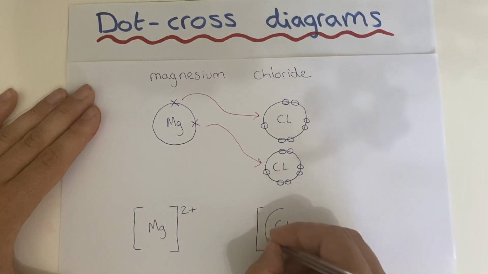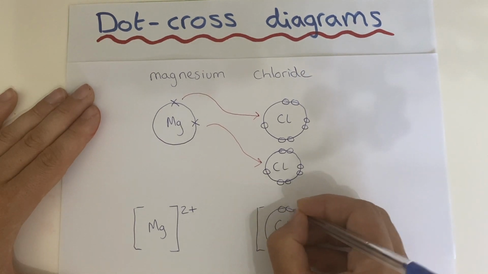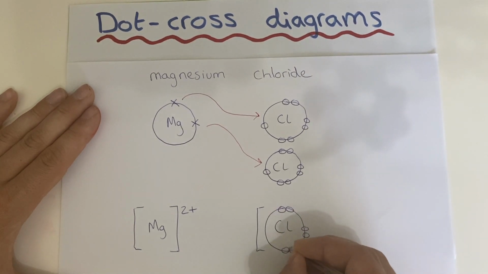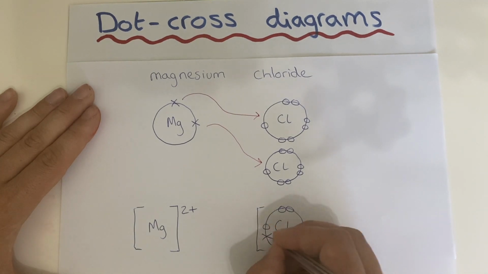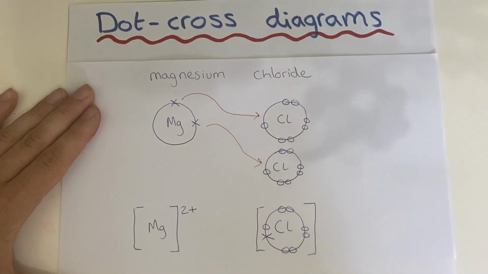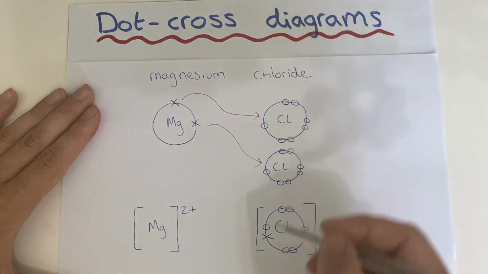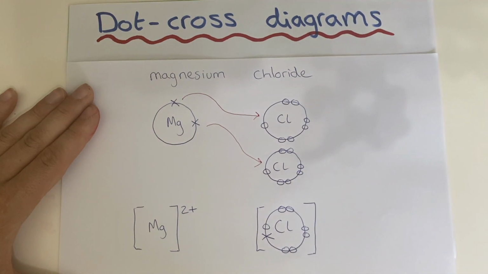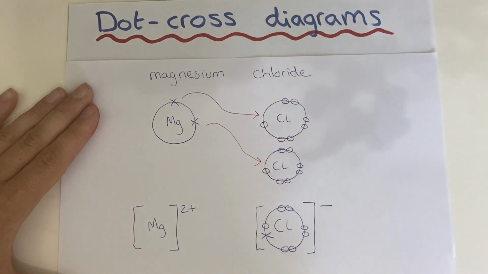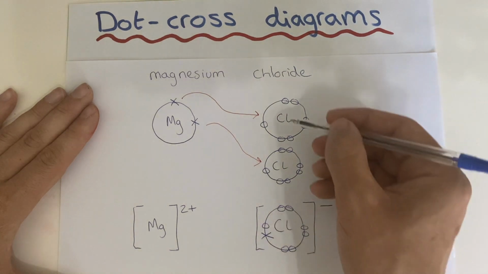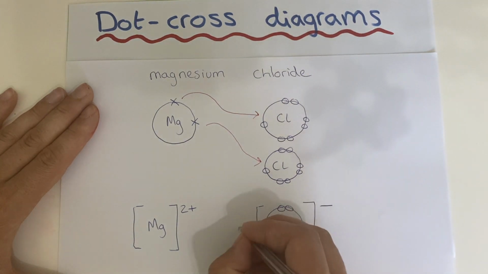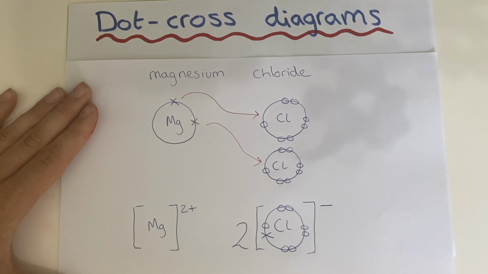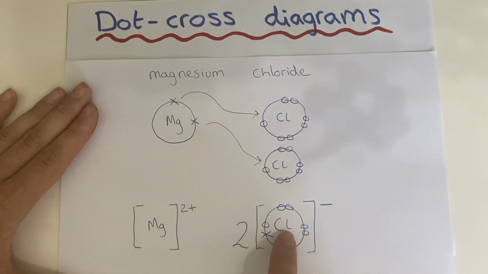chloride ion, which has 7 of its original electrons plus 1 of the magnesium's electrons. Now, each chloride ion has only gained 1 electron, which means it's only got a charge of 1 minus. But there's 2 of them, and rather than draw this out twice in your exam paper, to represent that there's 2 of them, we can just put a 2 before the brackets. So we've got 1 of these, Mg2+, and we've got 2 of these, Cl-.